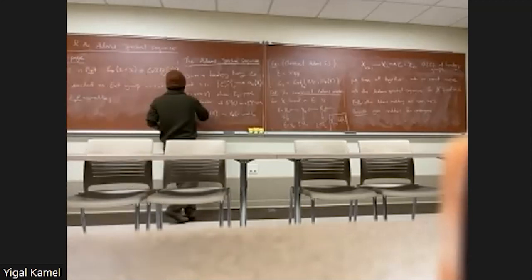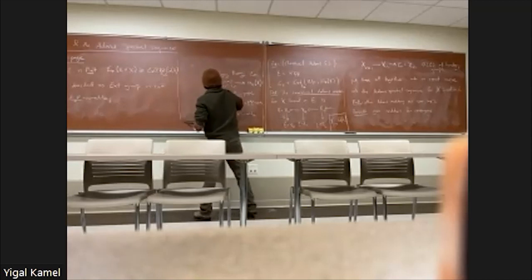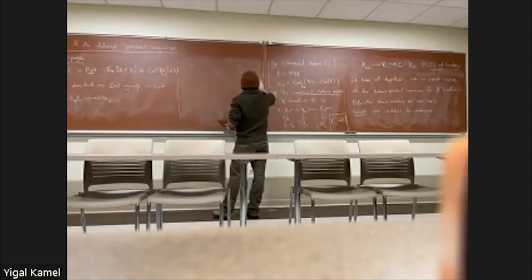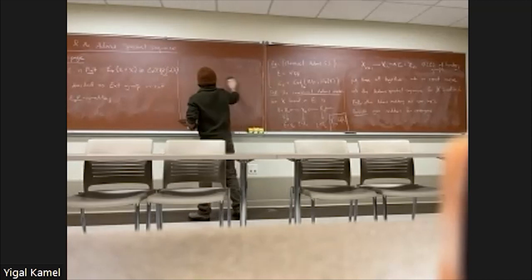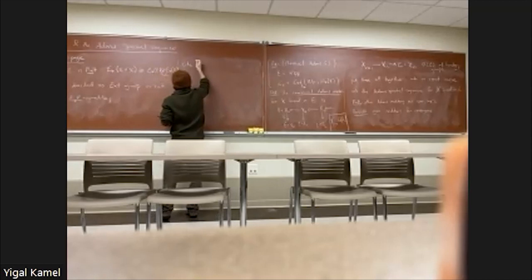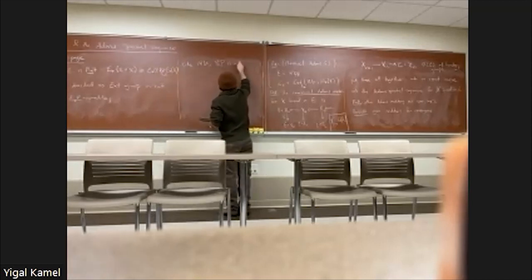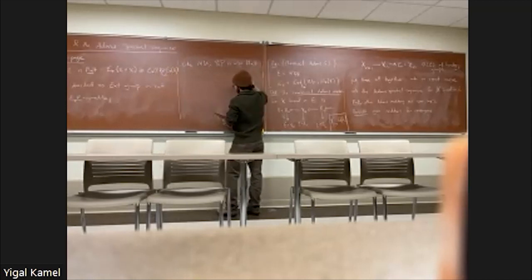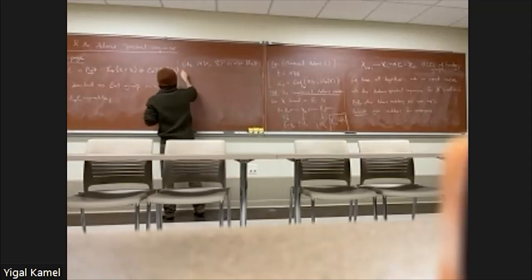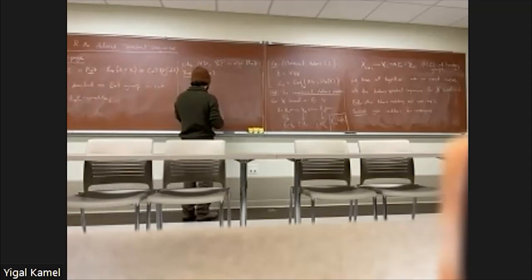Okay, almost done. Let's finish with talking about BP a little bit. Remembering that when MU is flat, BP is also flat. And here we know what the E2 page of the BP Adams spectral sequence looks like.